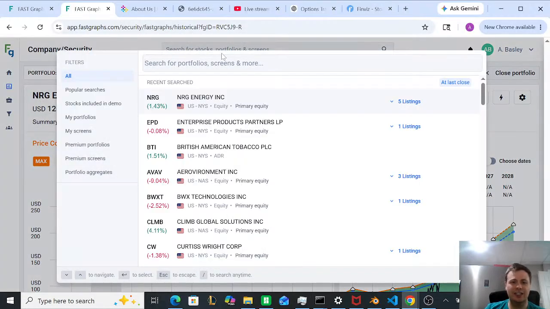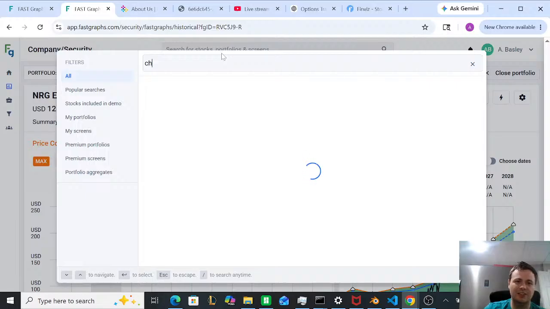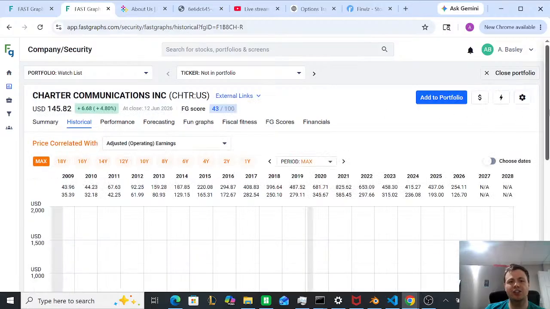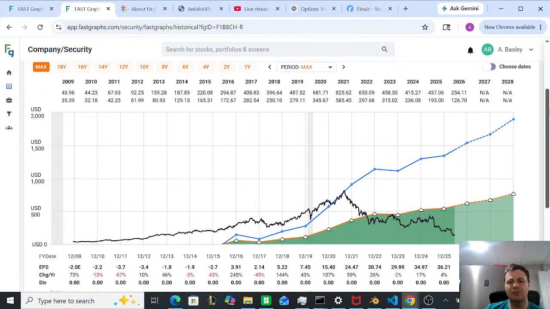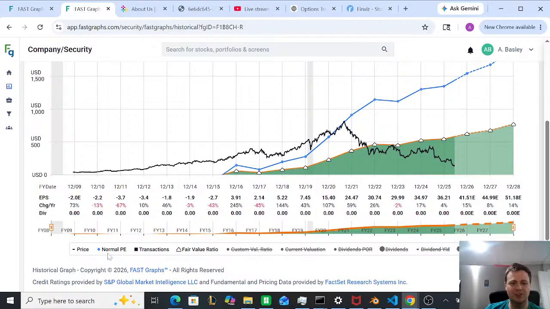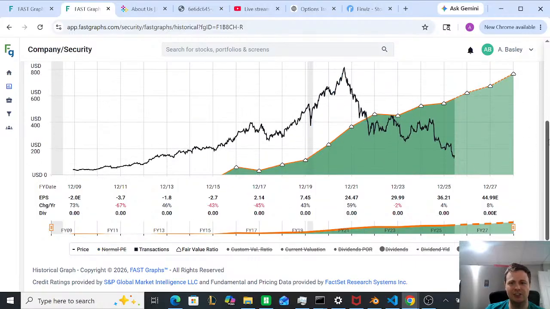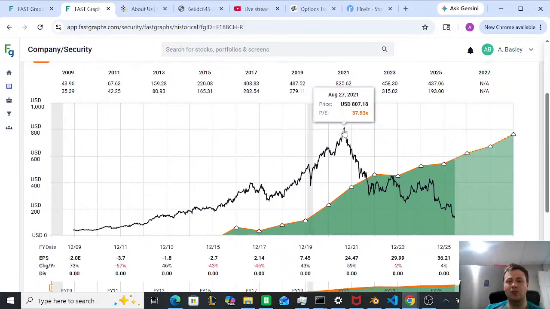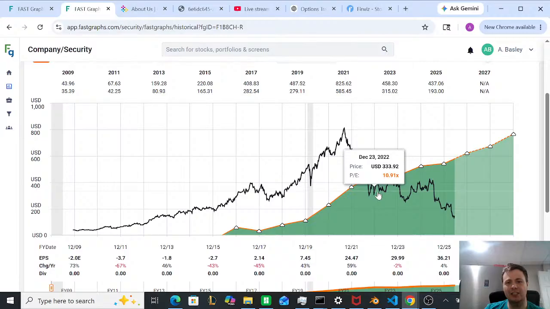Here's another one I want to look at that I think is being really beaten down. Charter Communications. So scroll down here. I'm actually going to remove the average PE because that'll change the graph. We track the historical price and we see that it got way overvalued back in 2021, PE of 37. And then we have the bear market. Well, it crashed before the bear market. We see a large drawdown.